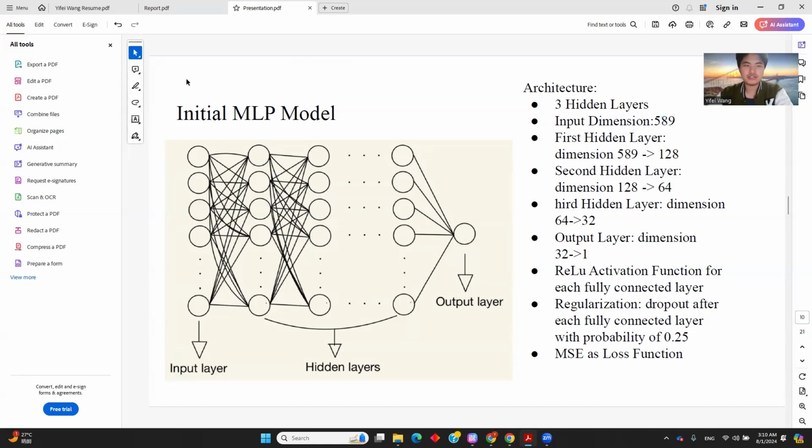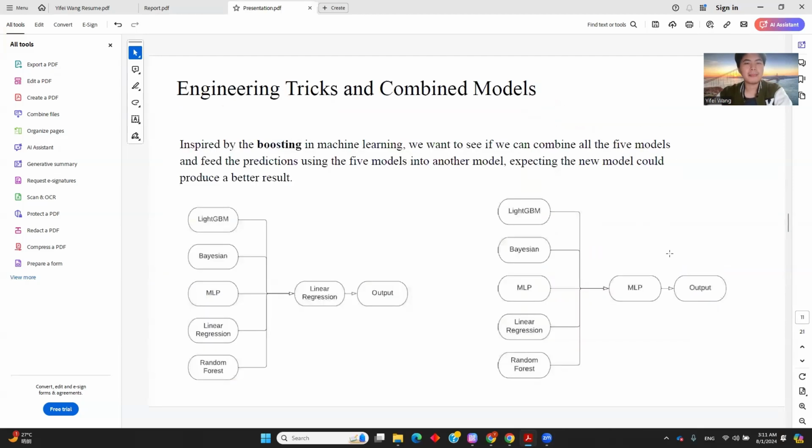And again, this is just the initial MLP, if we were trying to use only MLP for our model, but eventually we did not adopt this methodology. If we were using only MLP, we would design 3 hidden layers. The input dimension would be 596, and the hidden layers would reduce the dimension to 128, 64, 32, and eventually 1. We adopted ReLU as the activation function, the dropout rate is 0.25, and we used MSE as our final loss function, although not strictly MSE, because MSE is so large that we actually square rooted it. It's not strictly MSE anyway.